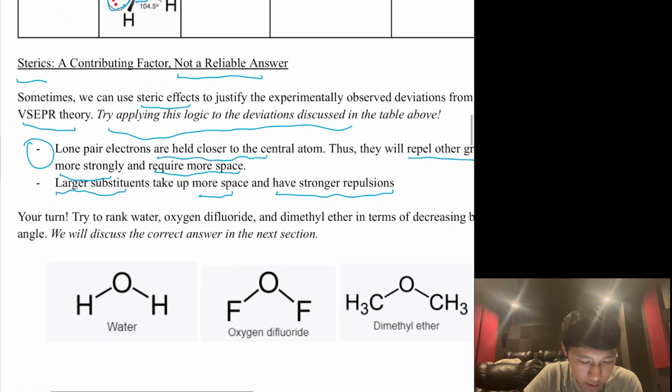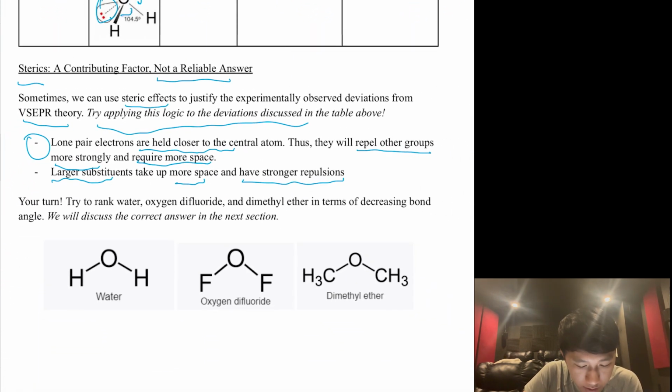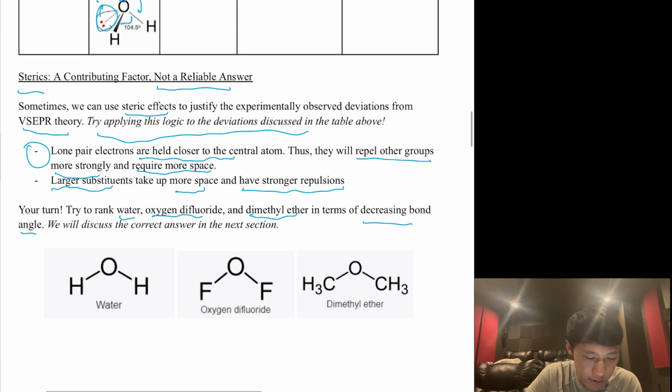Now, it's your turn. Pause the video and try to rank oxygen difluoride, water, and dimethyl ether in terms of decreasing bond angle, right? So each of these, and try to use the logic that we discussed up here. In this case, they all have the same lone pairs, so this is not really going to be a relevant argument, but this might help you out.